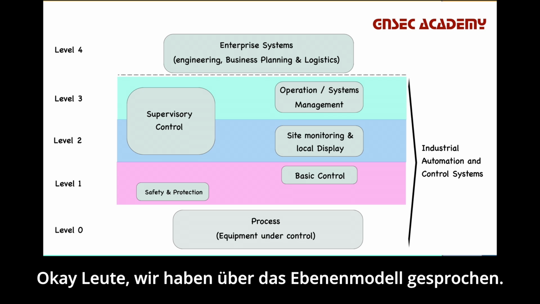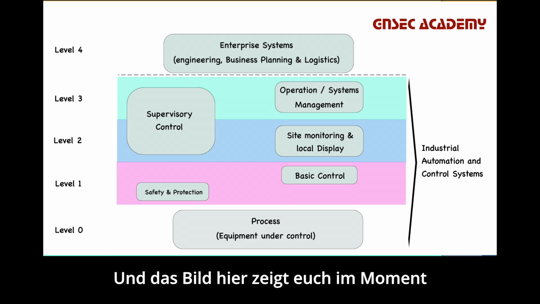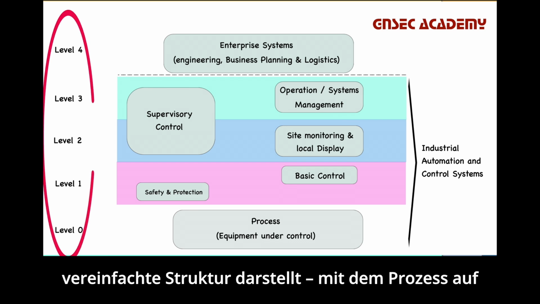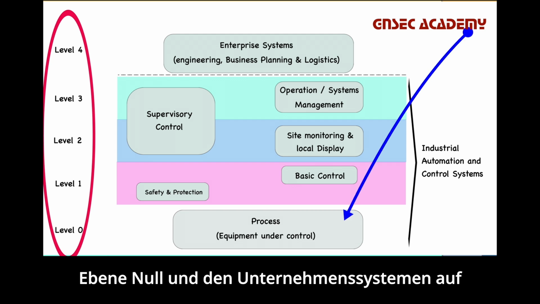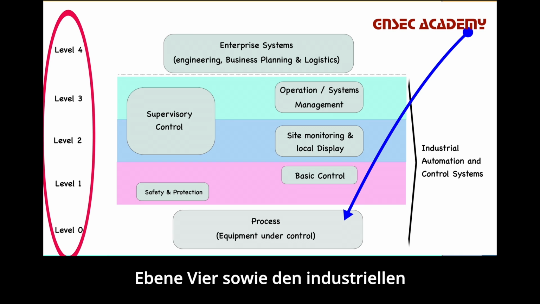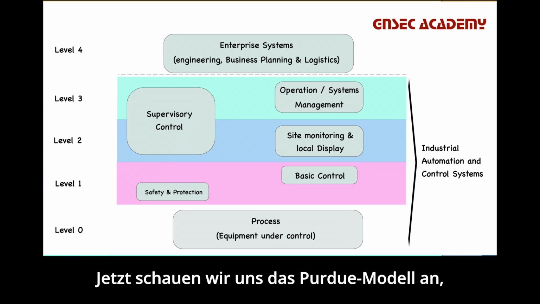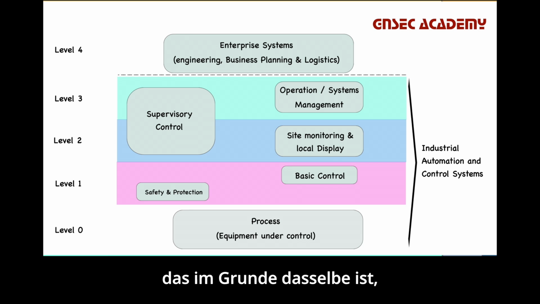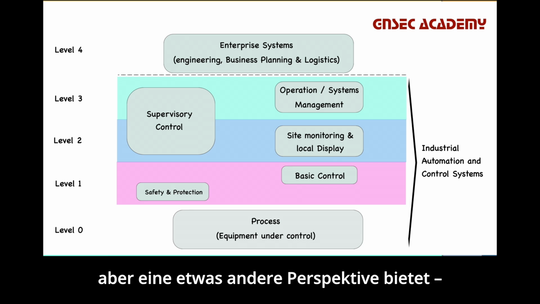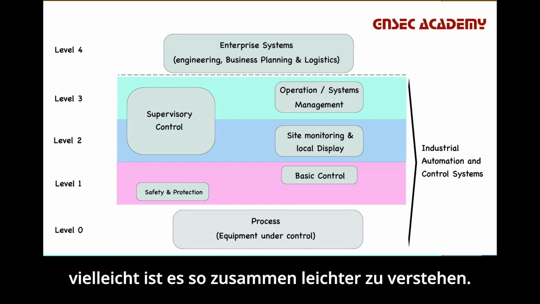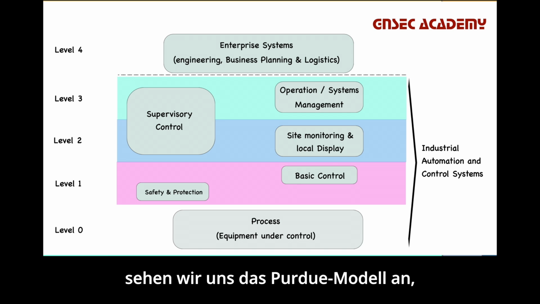Okay, guys, we talked about the level model, and the picture here at the moment shows you the IEC 62443 model, which is a more simplified structure with a process on level 0 and the enterprise systems on level 4, and in between the industrial automation and control systems. We're going to have a look at the Purdue model now, which is actually the same, but it just gives you another perspective, a little bit different look at things, so maybe it is together easier to understand.